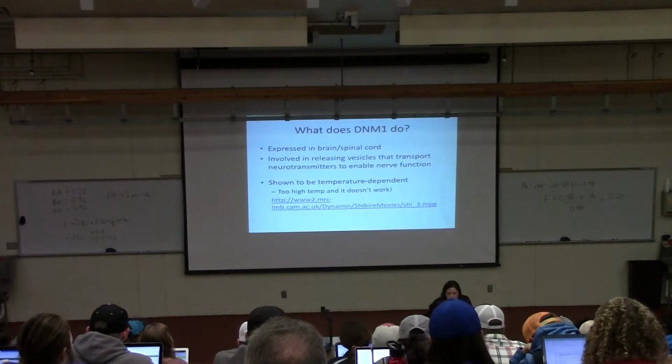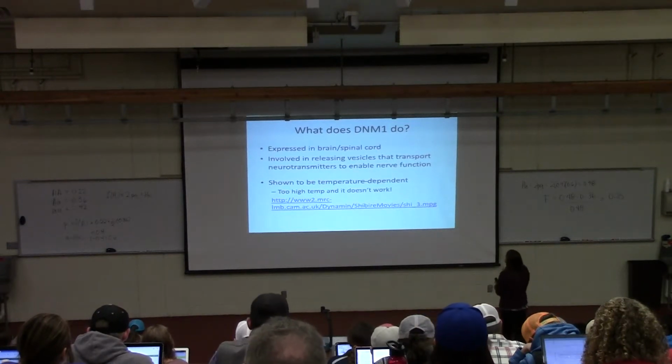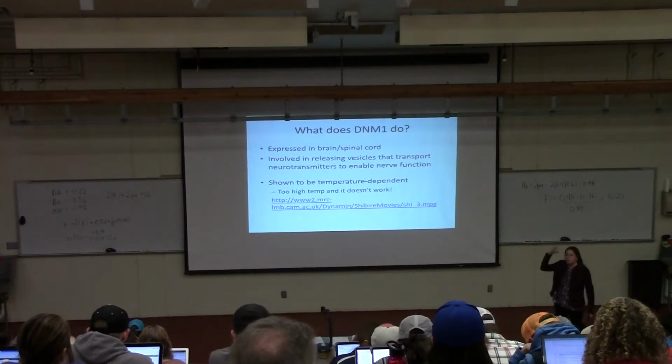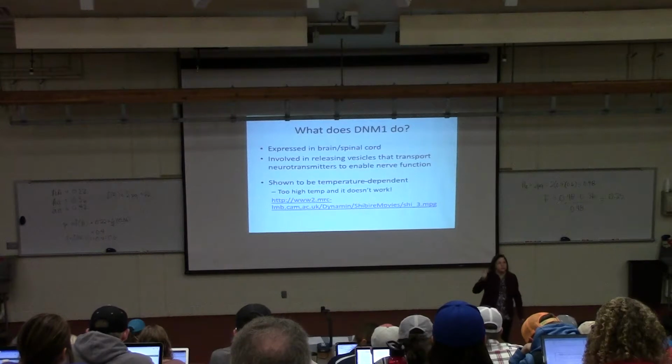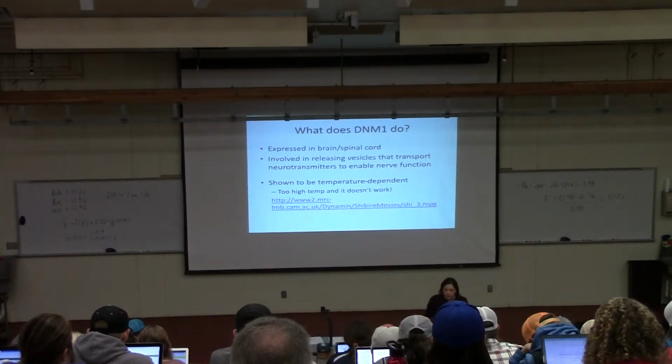And so the question was, what does that gene do? And it turns out that that gene is expressed in the brain, the spinal cord, and it releases vesicles that move a neurotransmitter from one place to another to tell muscles what to do. So we're transmitting nerve impulses.